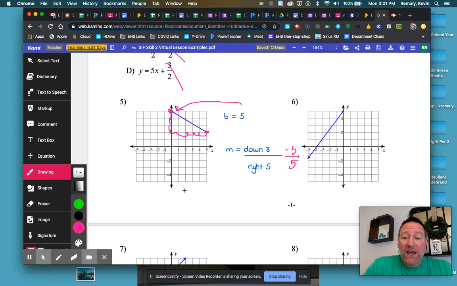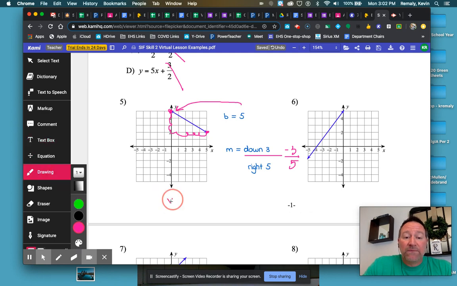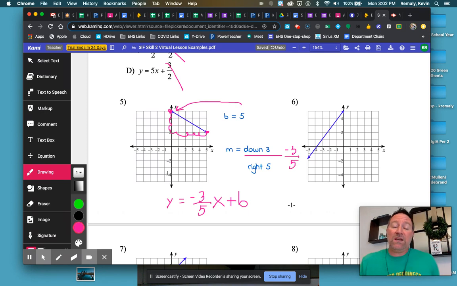And now I have my slope and my y-intercept, and I can put it into the y equals mx plus b form. So I can do my y equals, my m value is negative 3/5, so I'm going to write that as negative 3/5. Now do not forget your x next to your slope. You need that x component. And then since the b is positive 5, I'm going to write that as plus 5. If it was below the origin, it would be minus whatever value it was across the y-axis. Okay? So those are a couple problems there.